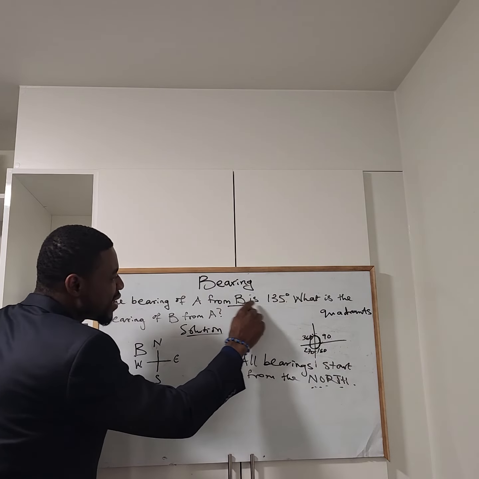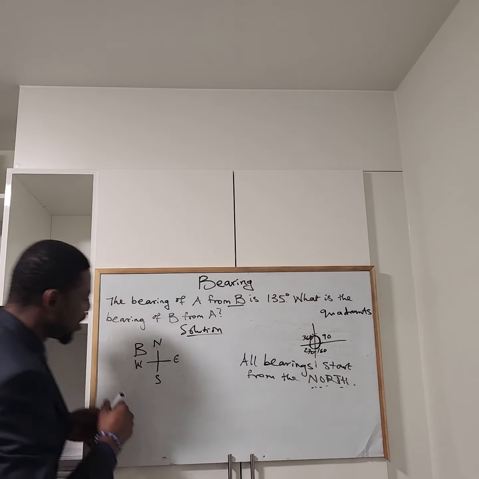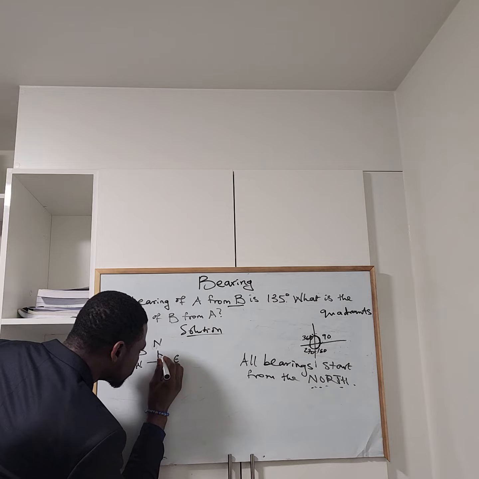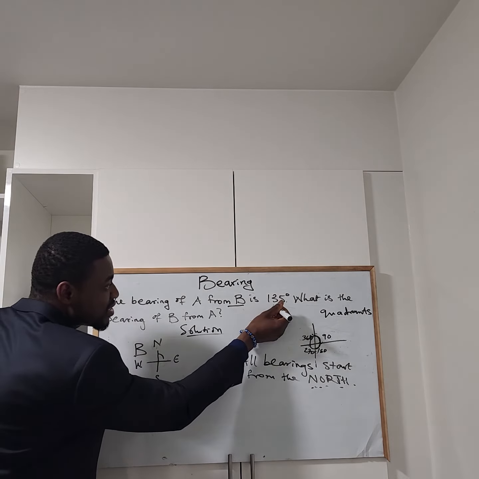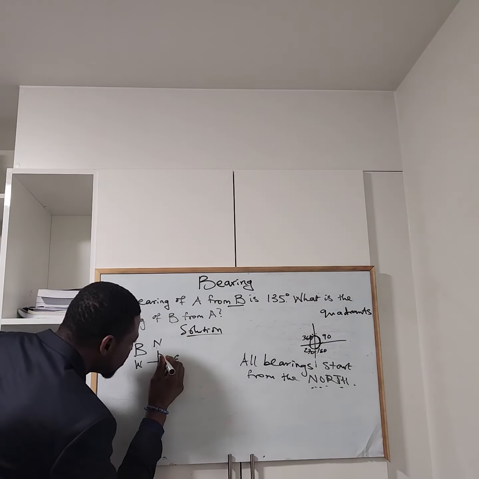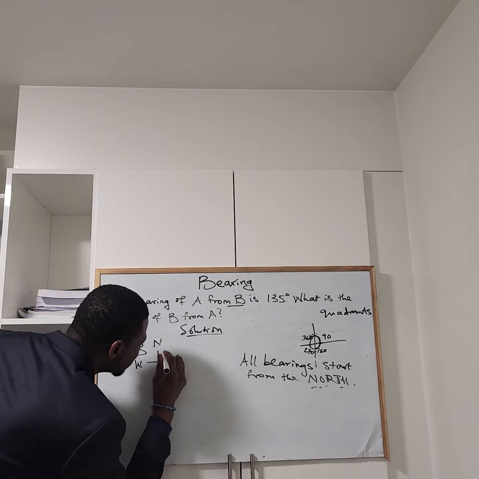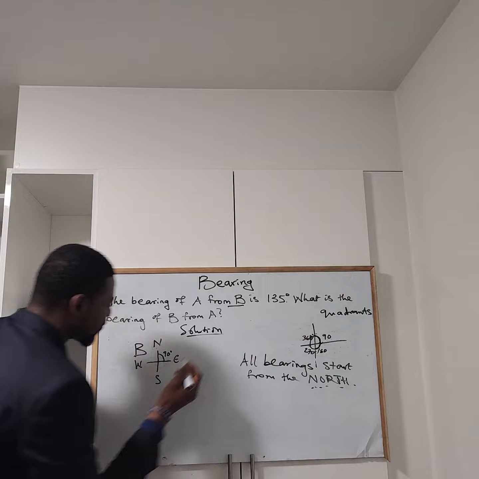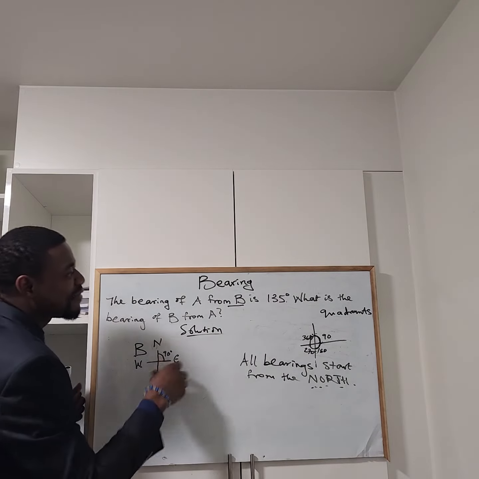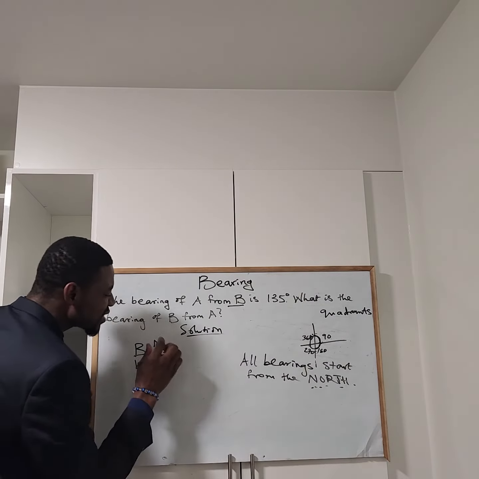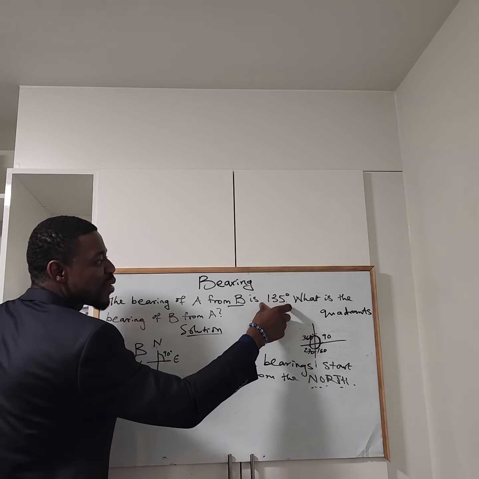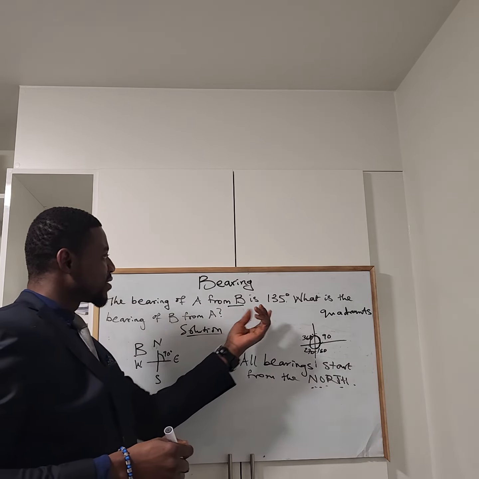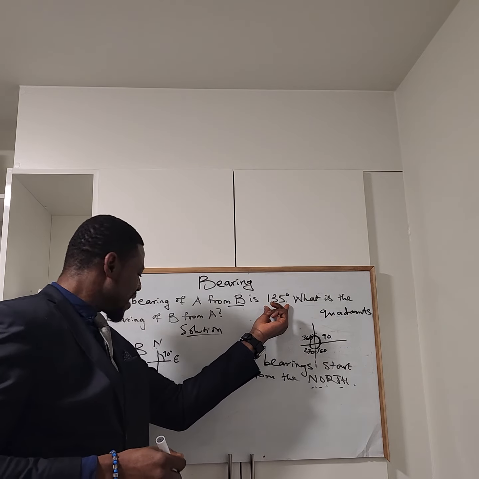A is away from B on a bearing of 135 degrees. So you start from the north. Start from here, north. This is 135, it's more than 90, right? So we have taken the first quadrant, which is 90 degrees. We are trying to get to 135. What can I add to 90 to make it 135? Mathematicians, what can I add to 90 to make it 135?